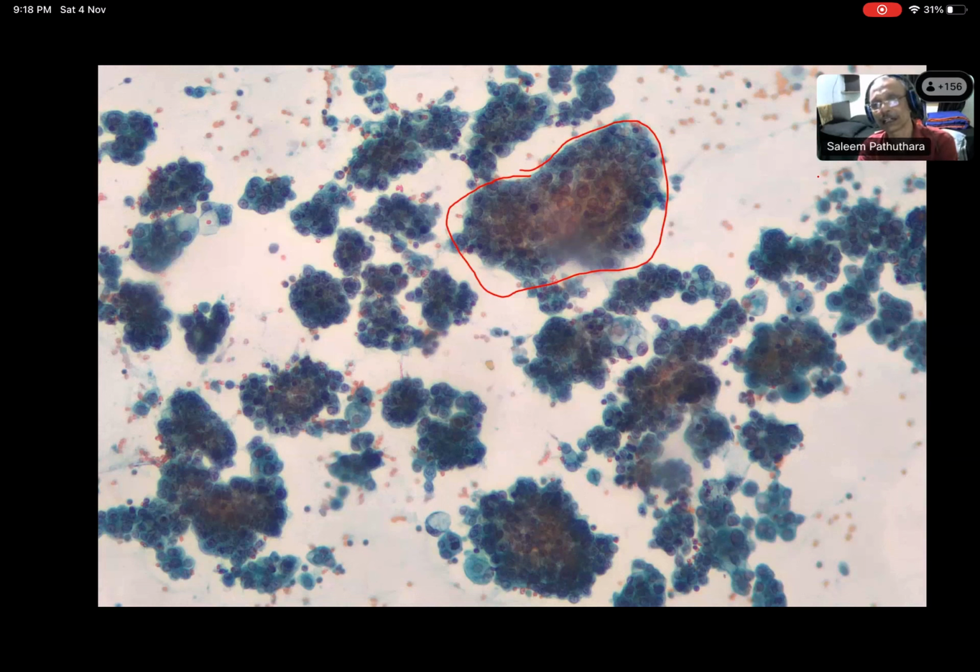Pretty clusters. These are clusters, right? Present in three clusters. There is no squamous shape, no polygonal shape, no squamous pearl formation, no keratinized forms or anything. So basically, these are not squamous, but these are epithelial cells, right? Yes, sir. These are epithelial cells, and they are showing nuclear atypia, right?